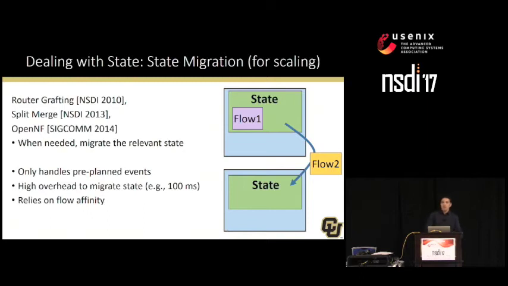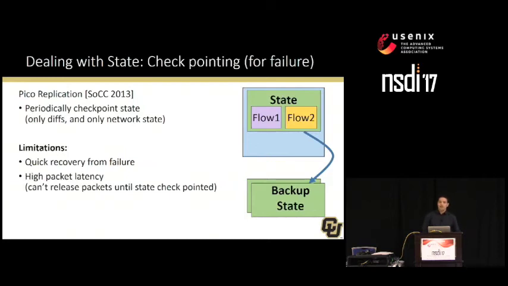In academia, multiple research projects have also been working on the problem of state. For example, a main approach proposed to handle scaling is state migration. With this, hooks are added to the network function code to allow state to be exported from one instance to another. This only handles planned events, generally has moderate overhead to perform the migration, and limits flexibility as it relies on flow affinity. On the failure side, a proposal is to perform periodic checkpointing, which allows for quick recovery from failure by restoring to a checkpoint.